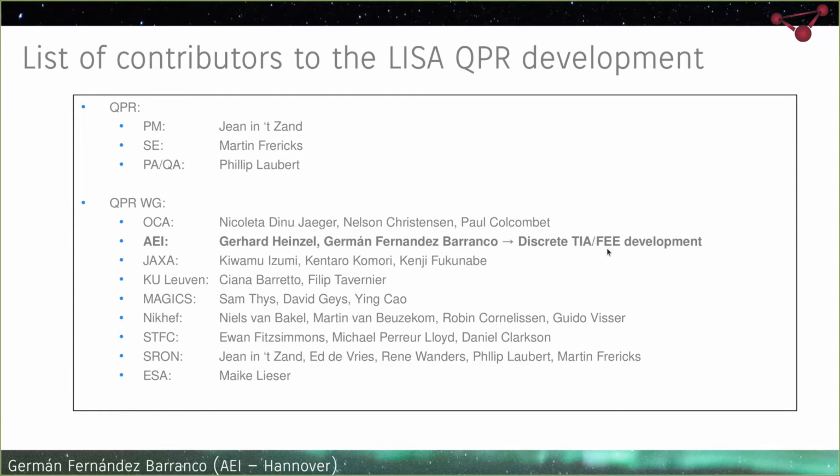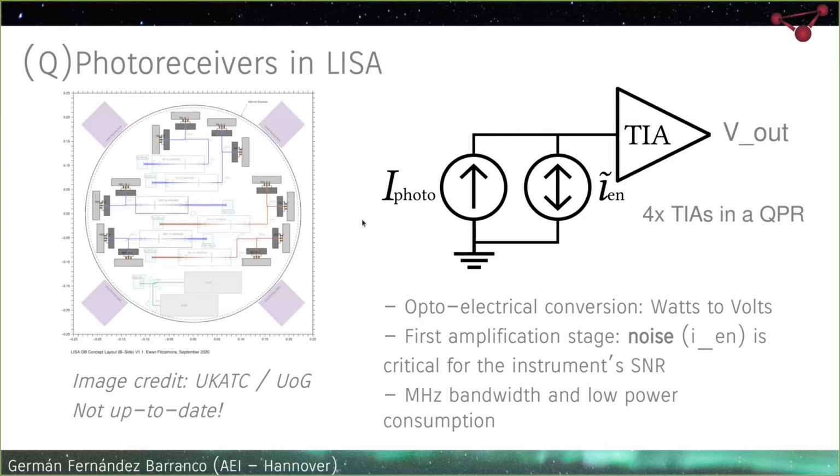But what are the front-end electronics and why are they so important? Well, first, let me give you a short overview of the photoreceivers in LISA. On the left-hand side of this slide, you can see an early version of the LISA optical bench, and what you see highlighted are the 12 QPRs on an optical bench. The QPRs are the devices in charge of the optoelectrical conversion in the LISA instrument. They get the optical signal in watts and convert it into an output voltage.